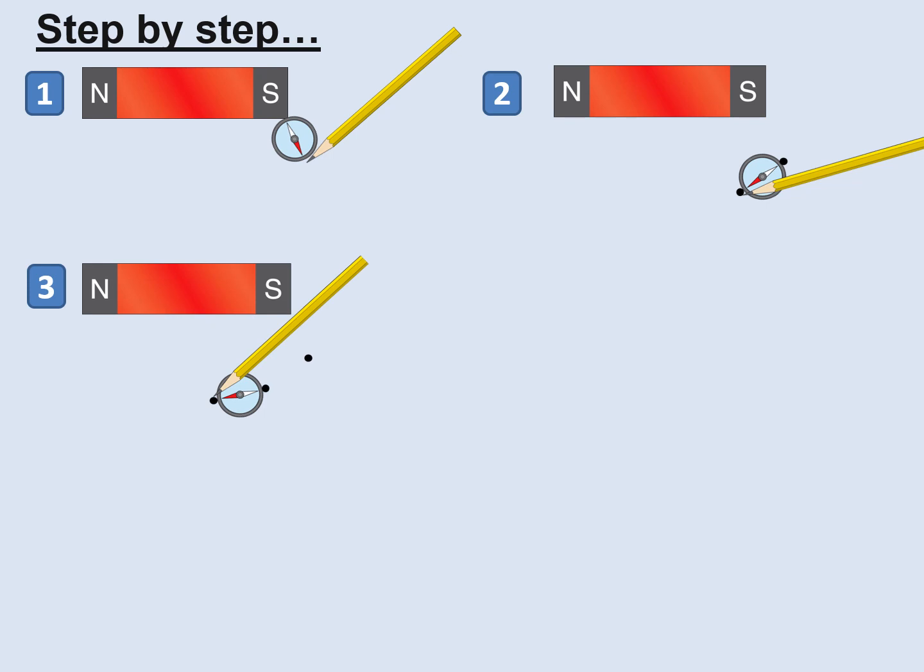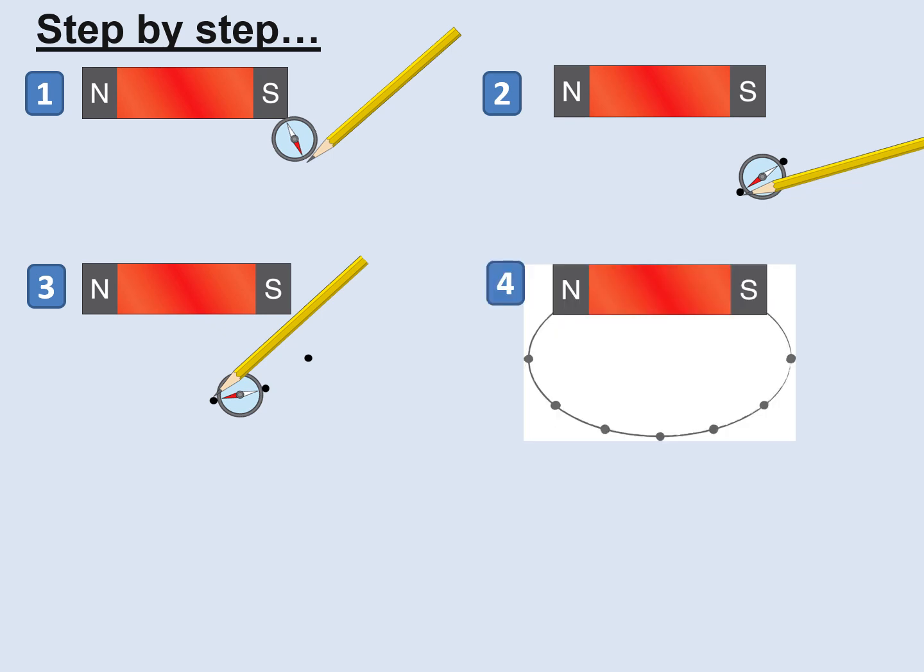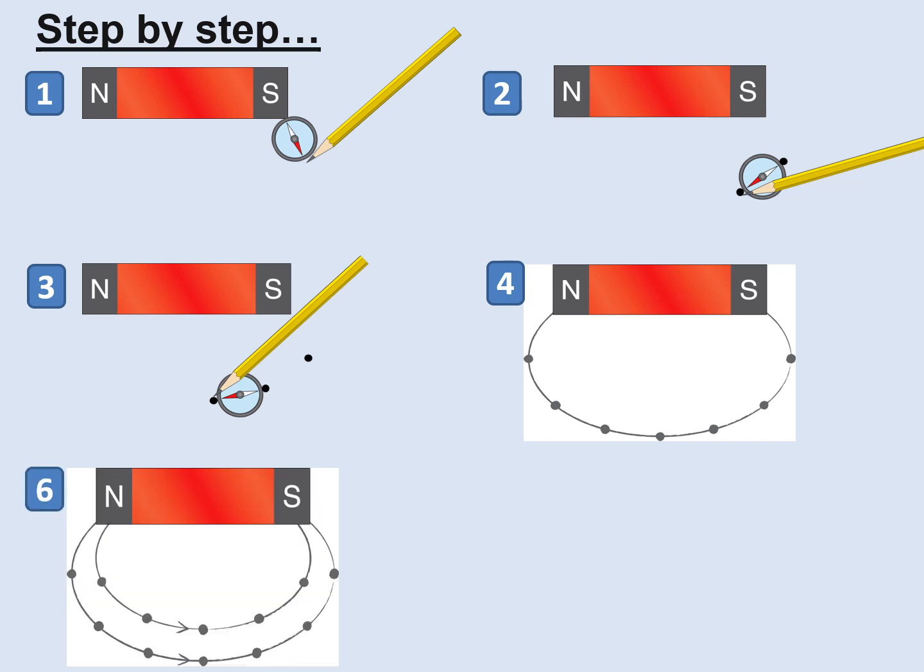Same process, move the compass along, place a dot by the red needle, and if you carry that process on, you'll end up with a diagram that looks like that. By repeating that process further out and further in, you can show the pattern of the field lines as you move away from the magnet.